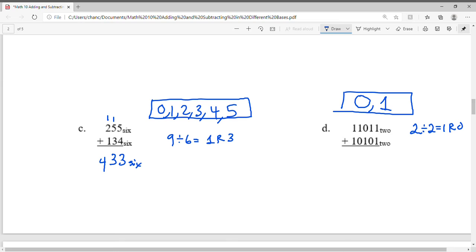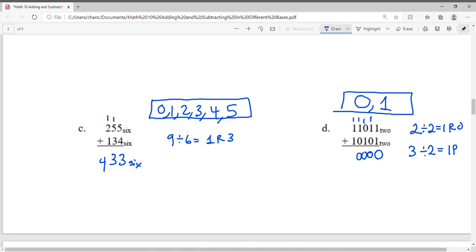So 1 plus 1 is actually 0 here, carry that 1. 1 plus 1 again, we know it's 0, carry that 1. 1 plus 1 again is 0, we'll carry that 1. 1 plus 1 again is 0, we'll carry that 1. Now 1 plus 1 plus 1 is 3. 3 does not exist in base 2, so we'll divide it by 2.